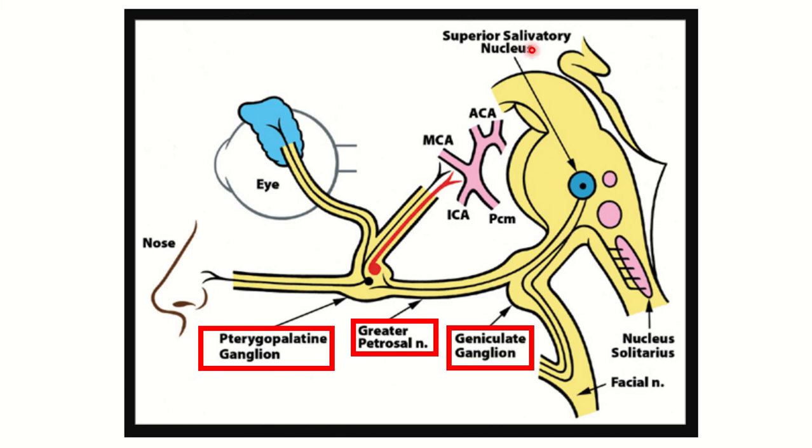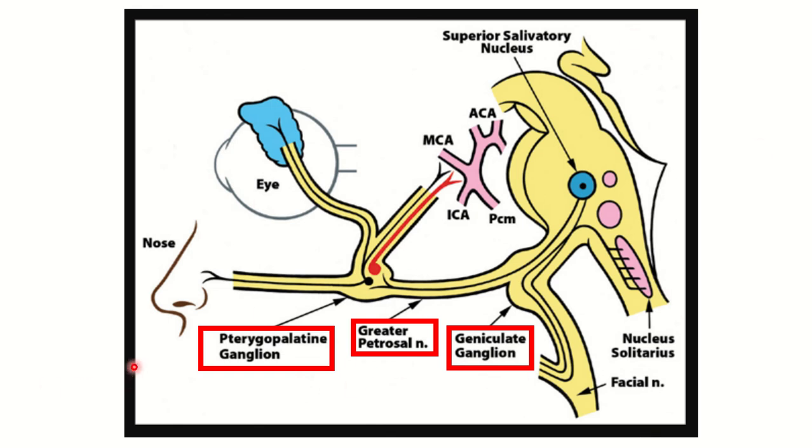First of all, any damage to the superior salivatory nucleus may impair tear secretion. The second one is the geniculate ganglion. Any lesion or damage to the geniculate ganglion may impair tear secretion. Then here we can see the greater petrosal nerve, where the fibers go. Any damage to the greater petrosal nerve may also impair tear secretion. And finally, there is the pterygopalatine ganglion. Any lesion, tumor, or trauma that damages this ganglion will also damage tear secretion.